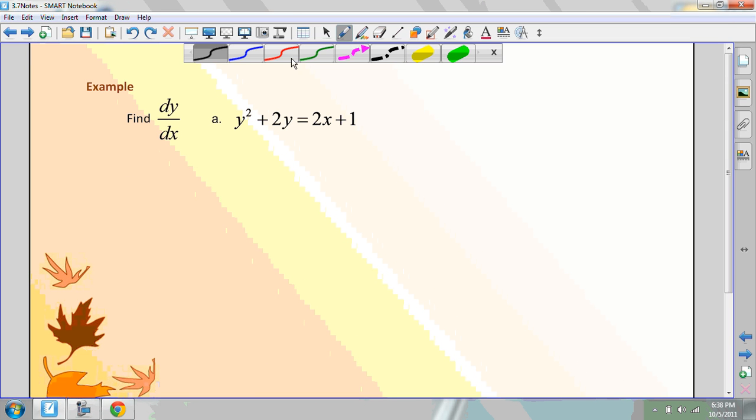Let me grab my marker. Okay, so what we're going to do is just take the derivative of both sides, like I said before. So we're going to find d dx of both of these sides. The derivative of y squared would have to be the chain rule. The derivative of u squared is 2 times u, as it is, to the 1, times the derivative of u. Well, derivative of y is dy dx.